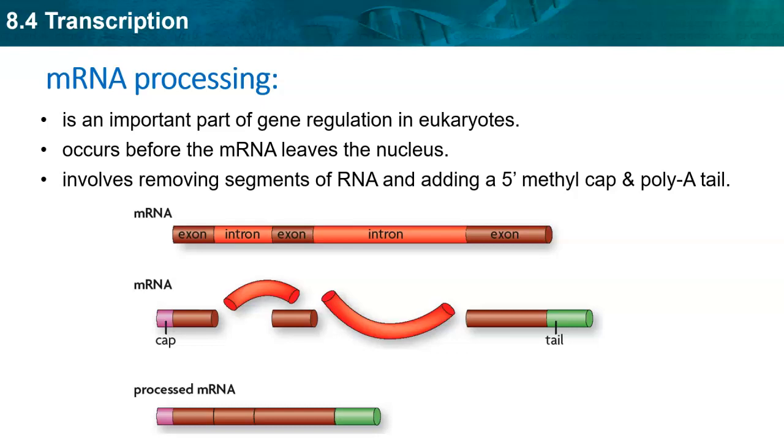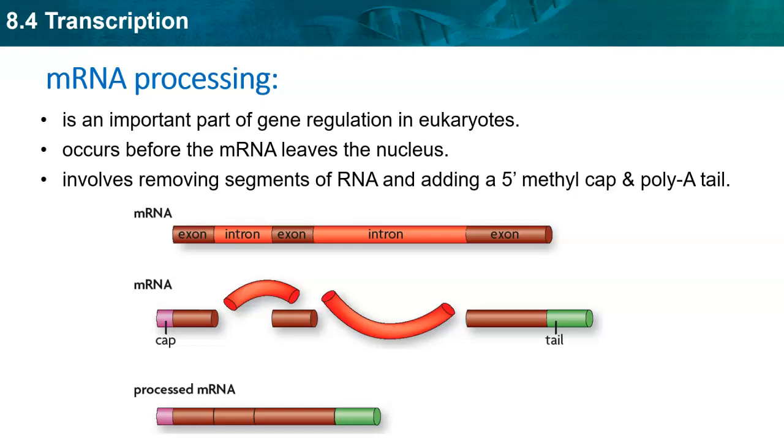This is a very important way that genes are regulated in eukaryotes because by processing the mRNA, you can actually change the type of protein that ultimately gets produced. Again, as we mentioned, it is going to occur before the mRNA leaves the nucleus. So a lot of people would just consider this to be a part of transcription since it happens in the nucleus with the rest of transcription.